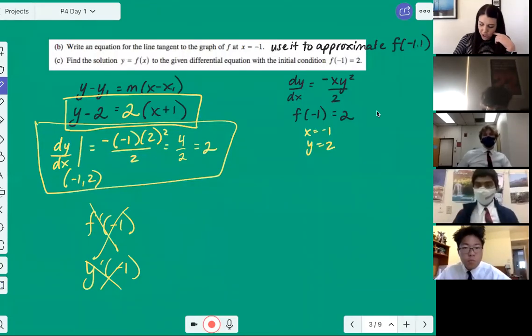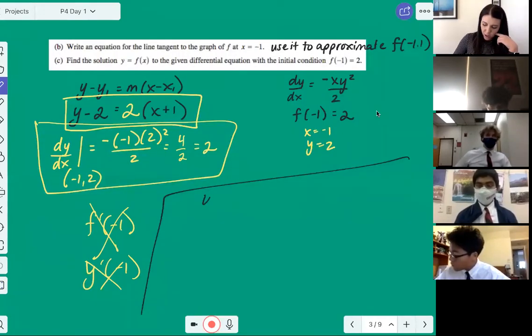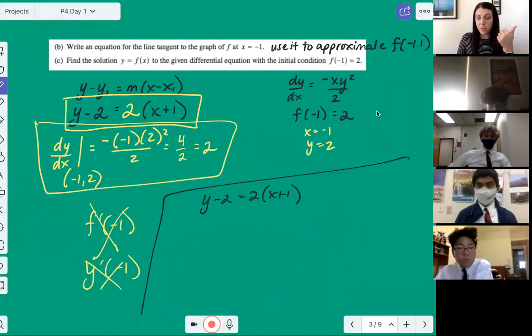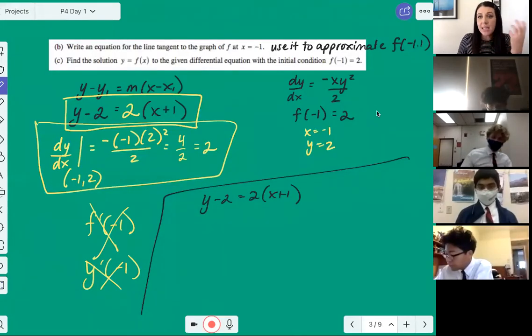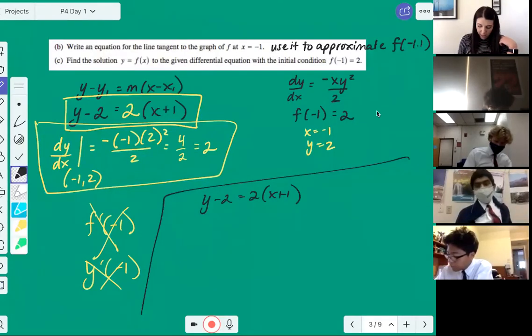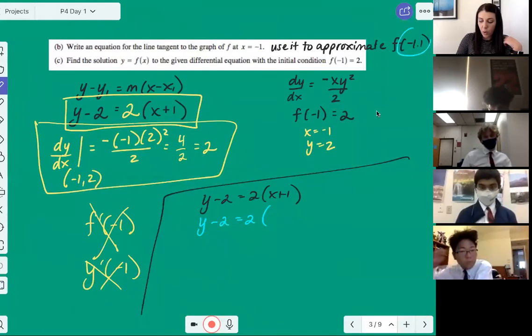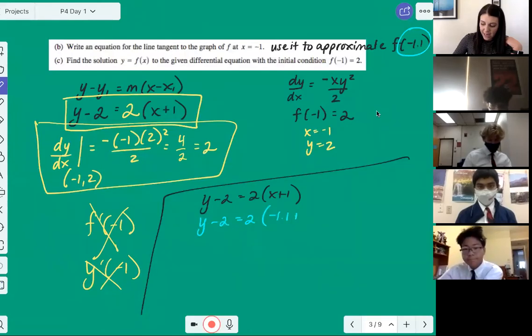So we have the equation, let me just make some room. We have the equation y minus 2 equals 2 times x plus 1. We found that part in part B: write an equation for the line tangent to the graph of f at x equals negative 1. It wants us now to use that tangent line, so use that equation we just came up with, in order to approximate f of negative 1.1. What that means is we're going to take this equation, y minus 2 equals 2 times x plus 1, and in place of x, we're going to put in whatever they want us to approximate. So we're going to throw negative 1.1 into this equation.